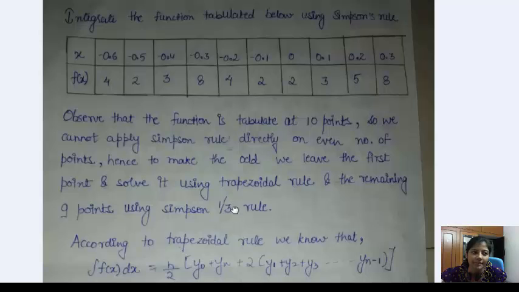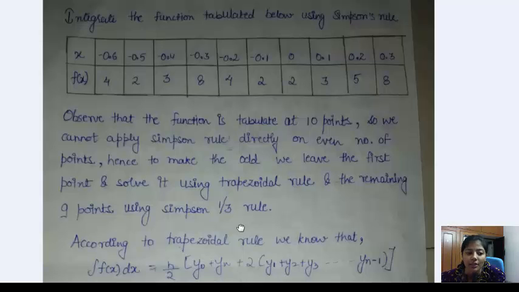Now the second question. Here we need to integrate the function tabulated here using Simpson's rule. As we can see, the function is tabulated at 10 points, and the restriction of Simpson's rule is just that it will operate only on an odd number of points. So we cannot apply Simpson's rule directly on an even number of points.